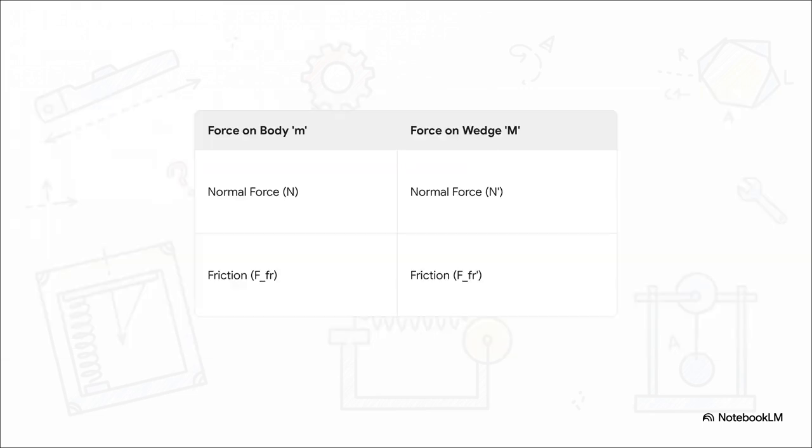And this right here? This is the number 1 trap in these kinds of problems. It's all about Newton's third law. For every action, there's an equal and opposite reaction. That normal force the wedge puts on the block, well, the block pushes back on the wedge with the exact same force. Same thing with friction. If you forget to draw these reaction forces on the wedge's diagram, and so many people do, your equations are doomed from the start. So please, always double-check for these action-reaction pairs.